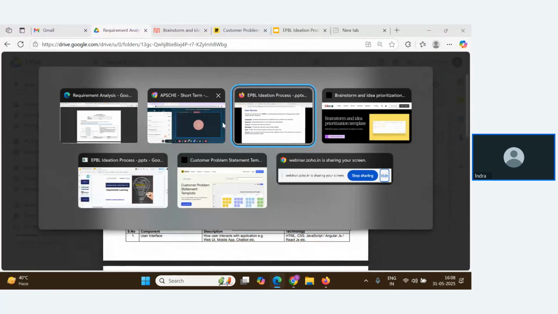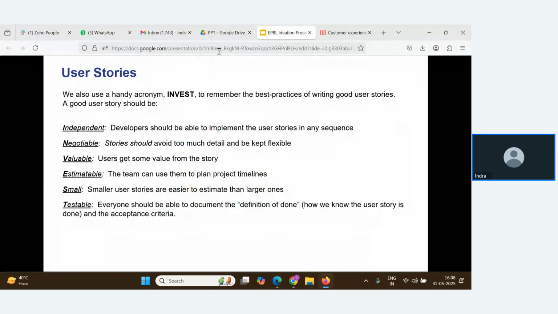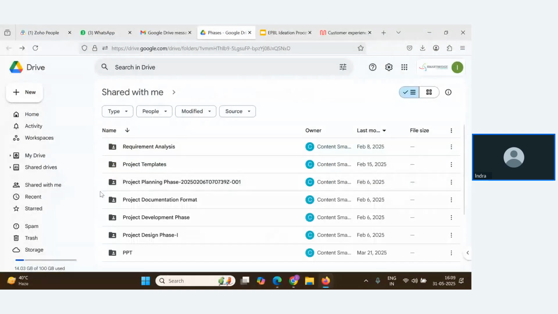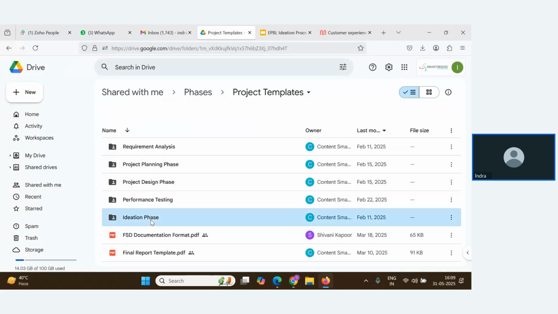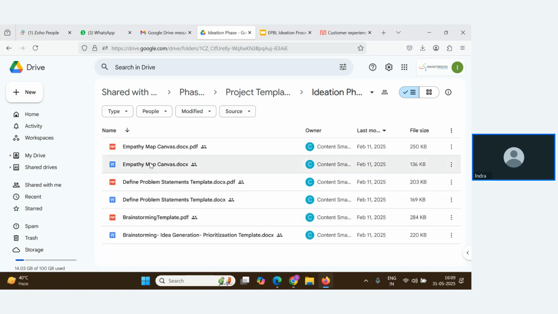So once again, I'll take you to the folder where these PPTs are present for these templates. So you can see here, today we just discussed the ideation phase. In the ideation phase, when I'm sharing this folder, guys, it contains two files. One, the PDF version, and another is the doc version. You need to download the doc version. You need to edit it. You need to save it in the form of PDF. That you will share with us. That you have to submit to us.